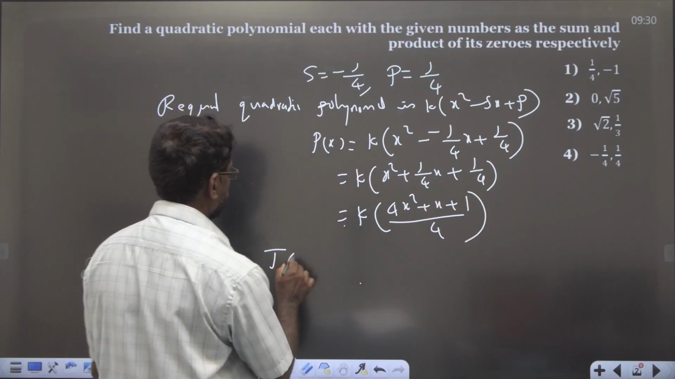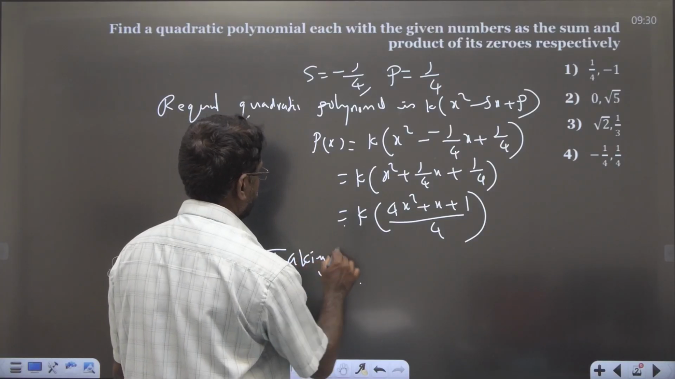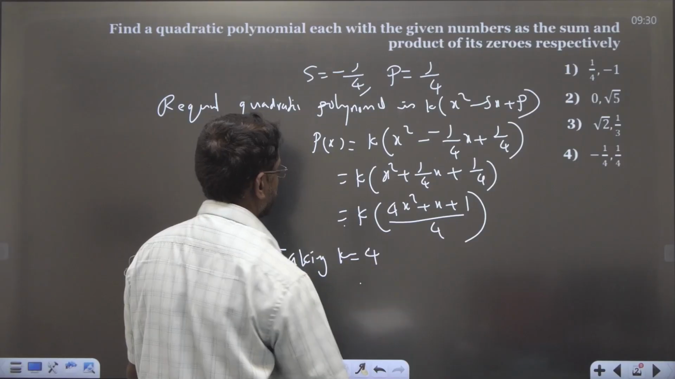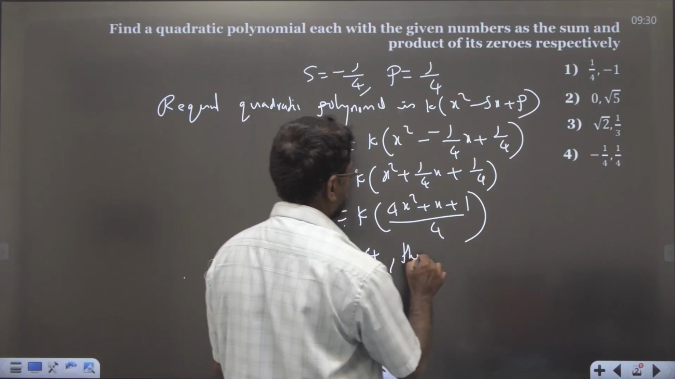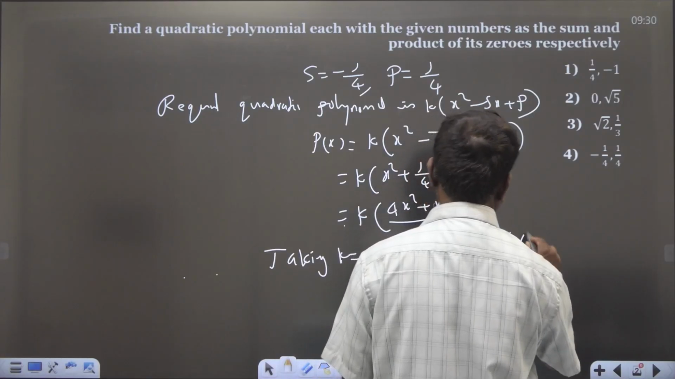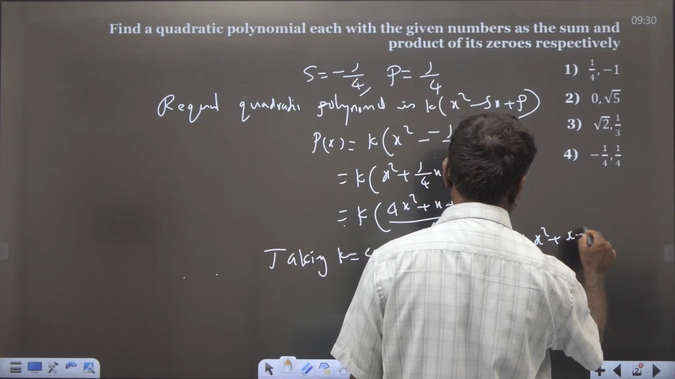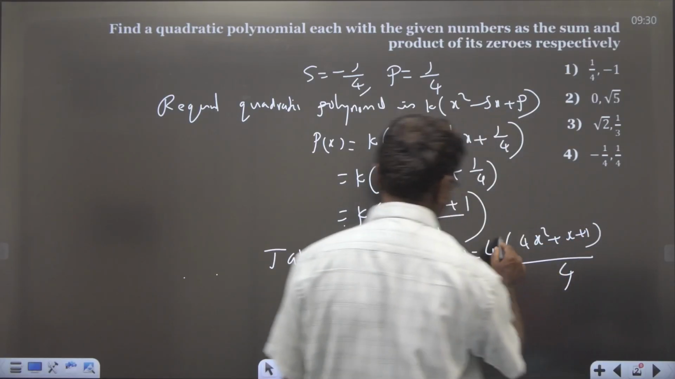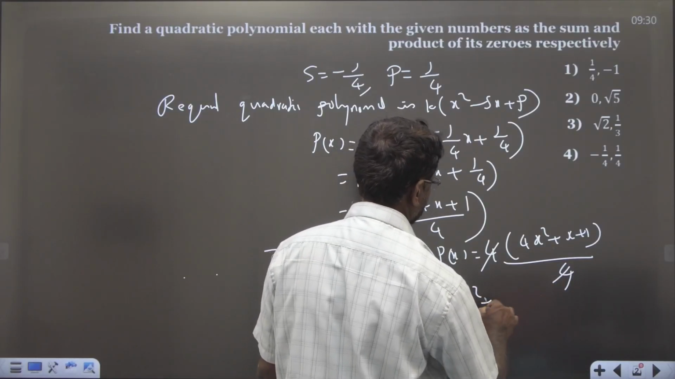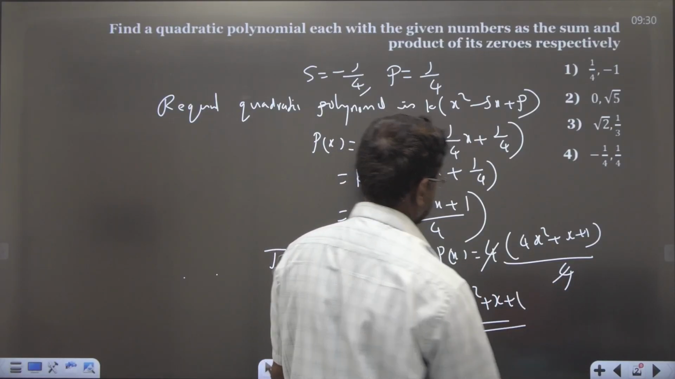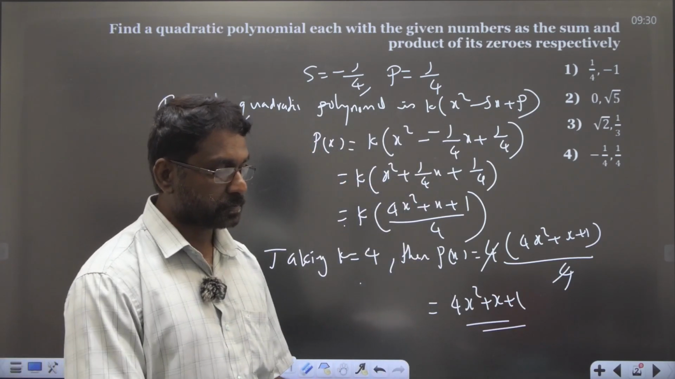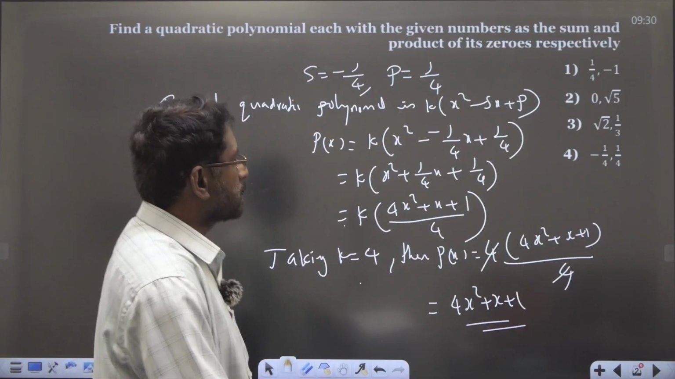What will be k? We have to cancel this 4. So take k equal to 4. Then p of x equal to 4 into 4x square plus x plus 1 by 4. The 4 can be cancelled. That is equal to 4x square plus x plus 1. This is the final answer. 4x square plus x plus 1.